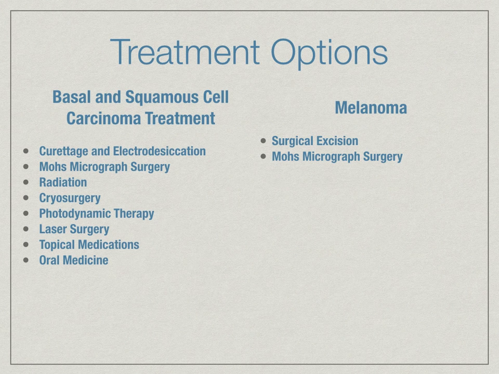This is when a thin layer of tissue that contains a tumor is removed. An excisional surgery is when the entire growth along with the surrounding border of normal skin is removed with a scalpel. So the skin around the site is then closed with stitches.